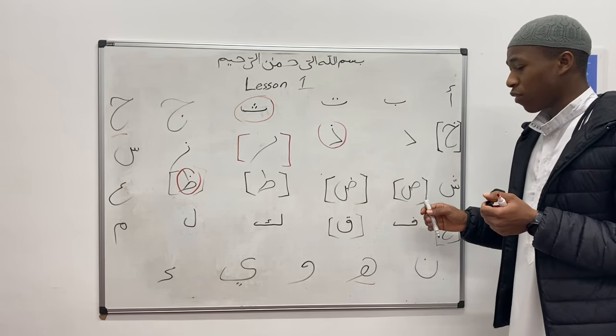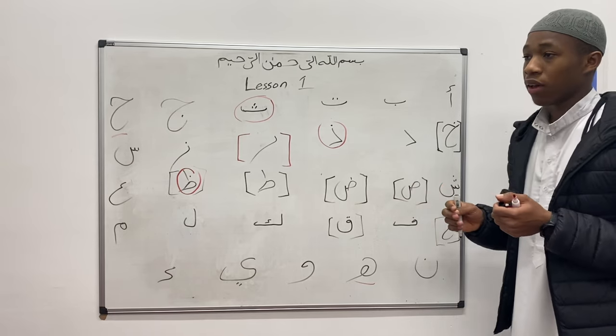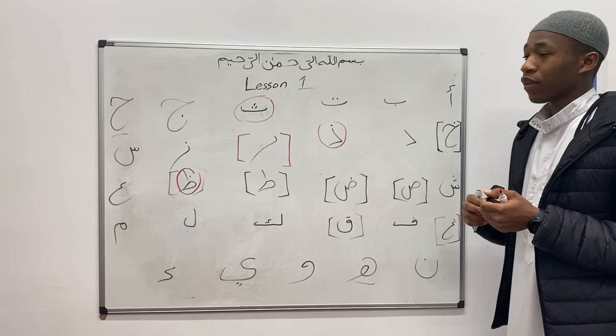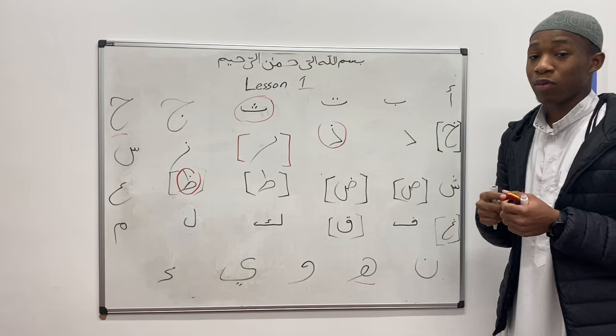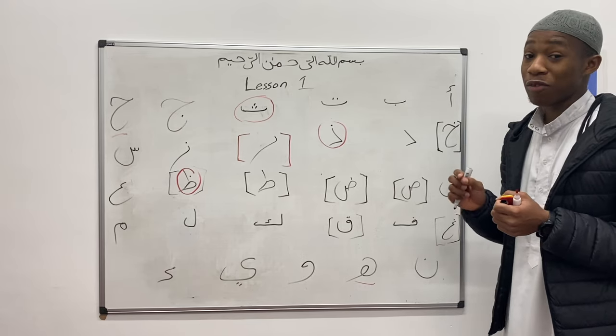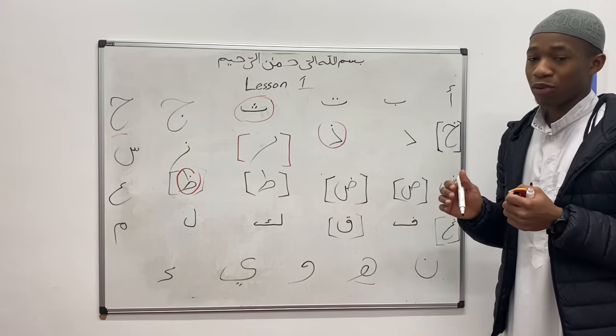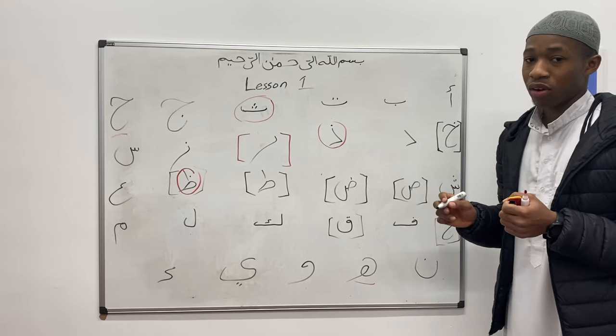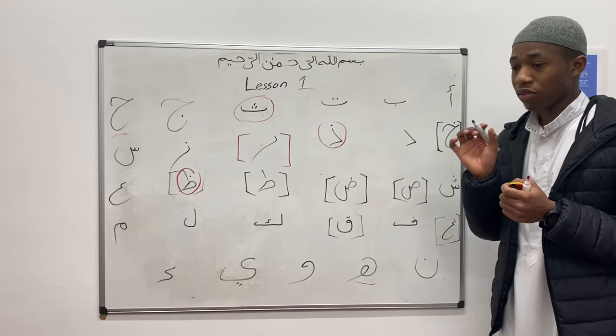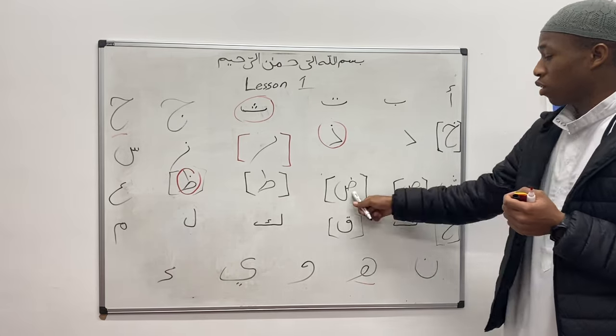The ulamas of tajweed have said that when pronouncing sad, don't pull your lips like this. That's wrong, even though there are a lot of people doing it, it's still wrong. The correct one is the full mouth sad.